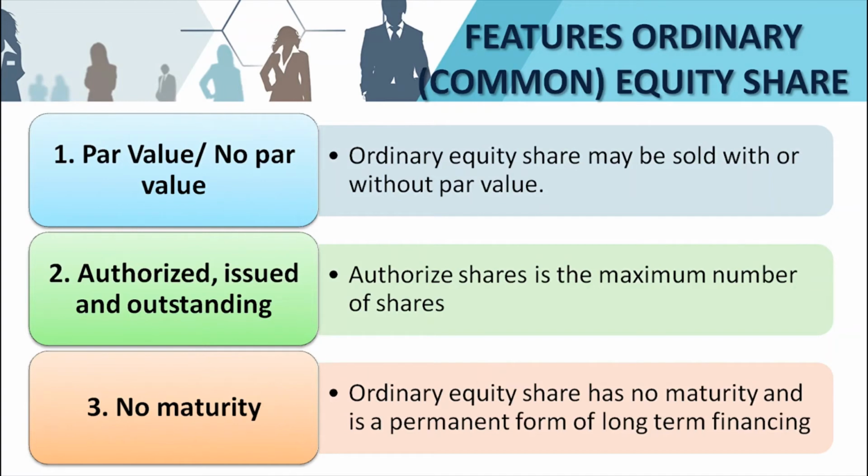So the third feature of ordinary equity share is no maturity. Ordinary equity share has no maturity and is a permanent form of long-term financing. Although ordinary share is neither callable nor convertible, the firm can purchase its share in the secondary markets either through a brokerage firm or a tender offer.